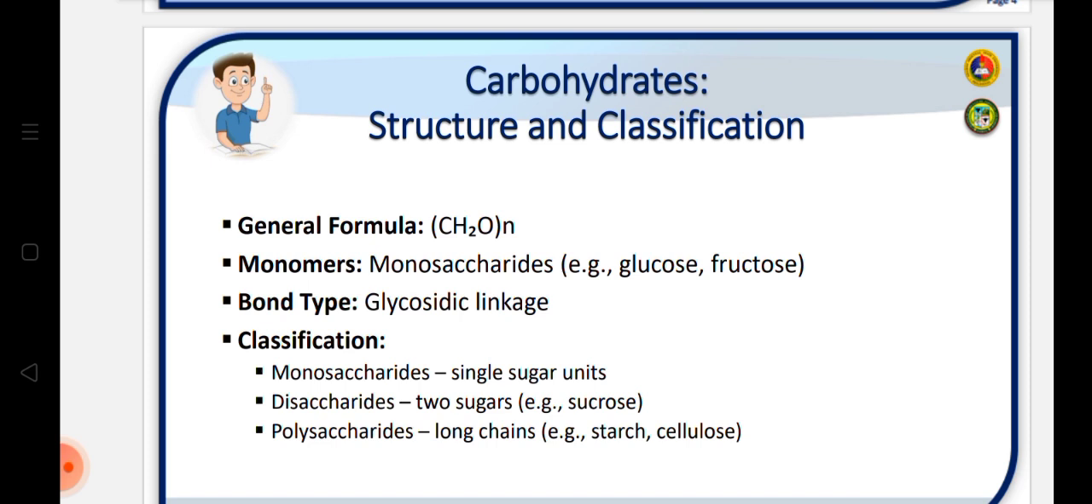Okay, don't forget oligosaccharides. Then we have polysaccharides, meaning these are long chains of sugar units. So poly means many, saccharide means sugar. So of course, they form long chains of sugar units. Examples of polysaccharides include starch. So starch stores energy in plants, while cellulose, another polysaccharide, provides structural support in cell walls.